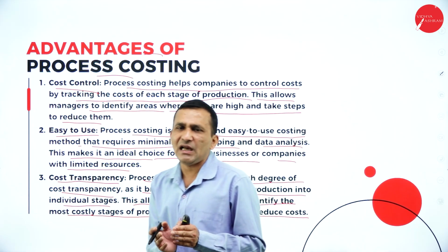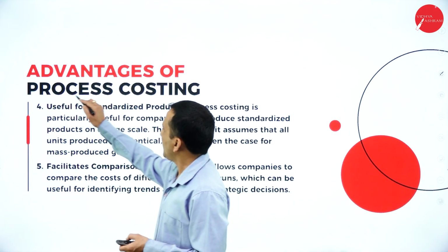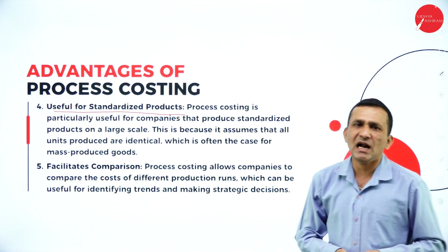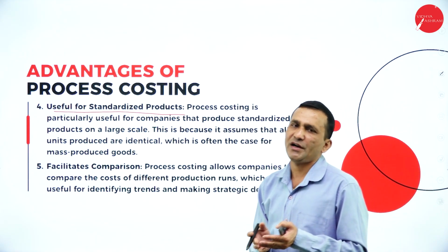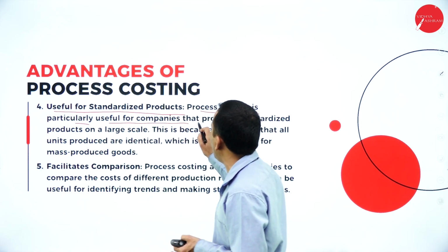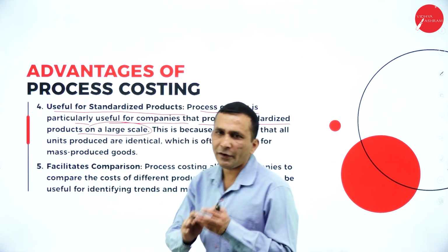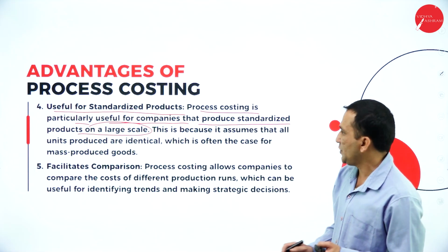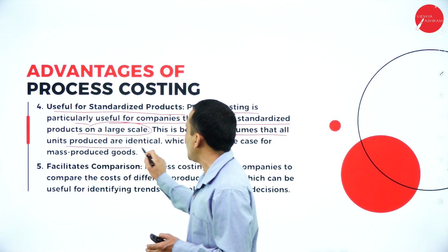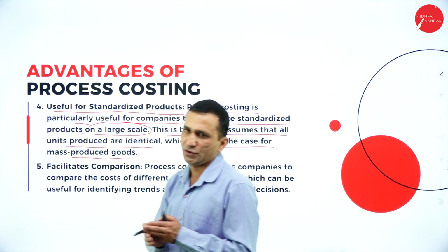So what exactly unnecessary they are spending for the resource, so they can avoid. Moving for the fourth one, useful for standardized products. Which is a standardized product or homogeneous product we can say here. The process costing is particularly useful for companies that produce a standardized product on a large scale. Okay, we are producing large scale homogeneous, similar products. This is because we assume all units produced are identical, which is often the case in the ease of mass producing goods.